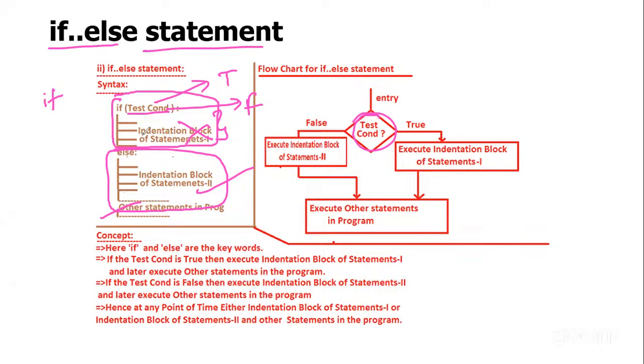So, if the condition in the if block is true, obviously the indentation block of statements will execute. What if the condition 1 is false? If this condition is false, it skips indentation block of statements 1 and executes indentation block of statements 2. That's it. You'll have the same explanation here, guys. Both if and else are keywords.